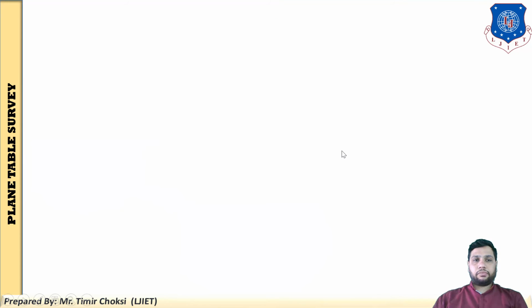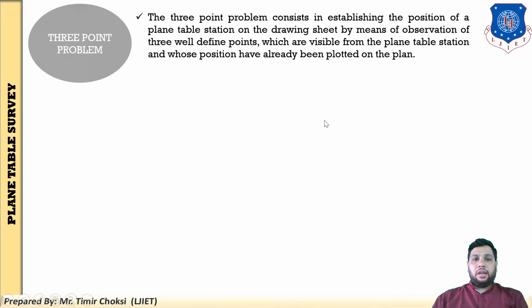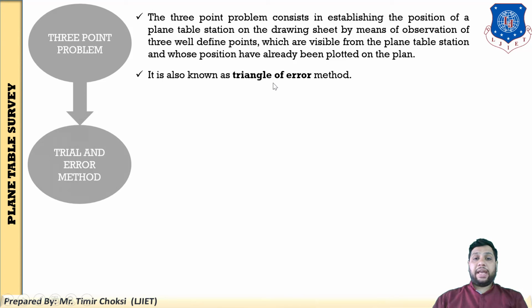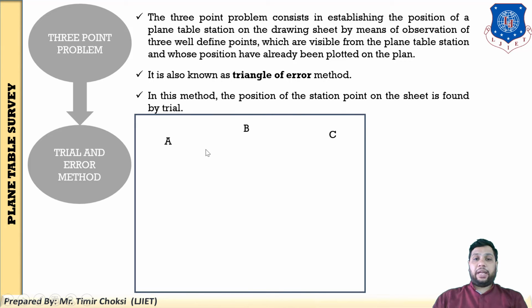Okay, students, the next method will be the 3-point problem. The 3-point problem consists in establishing the position of the plane table station. Same concept, you establish the new station, but the difference between the 2-point and 3-point problem is that in a 2-point problem there are 2 well-defined points, A and B. Here there are 3 well-defined points, A, B and C, which are visible from the plane table station, whose positions have already been plotted.